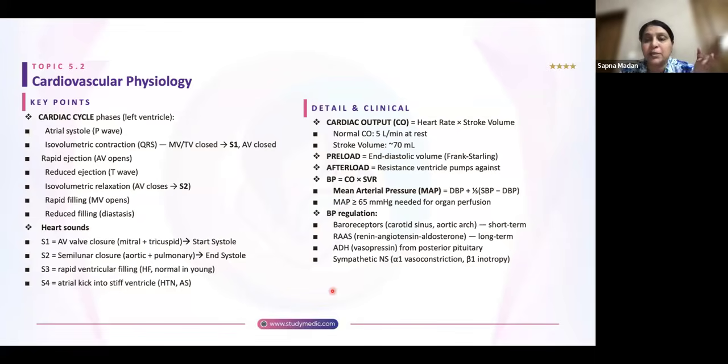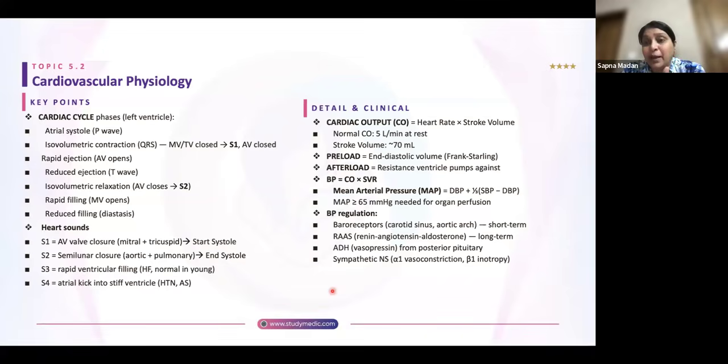For example, if the BP is 120/80, then the mean arterial pressure will be 80 plus 1/3 of (120 minus 80), that is 40, which is around 13. So it will be 80 plus 13, which is 93.